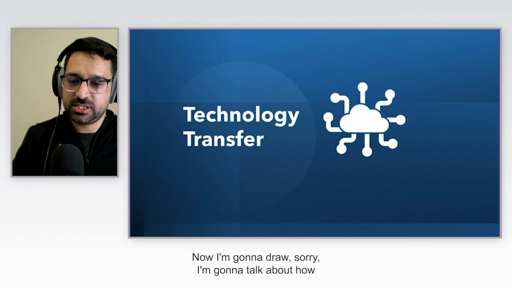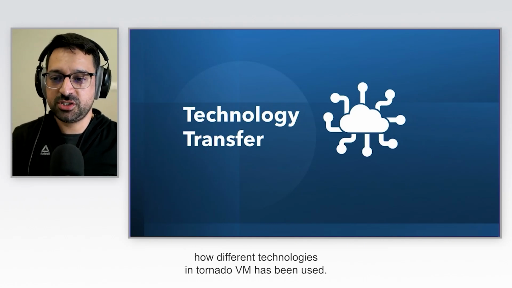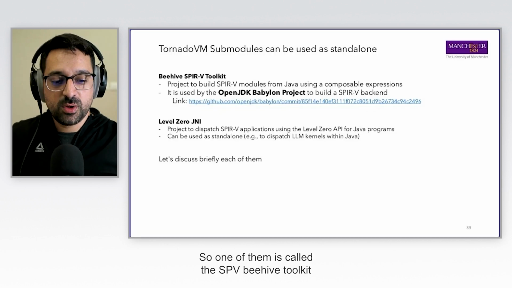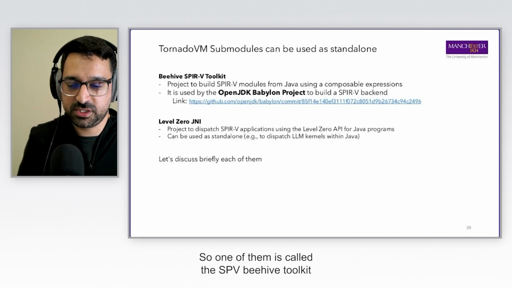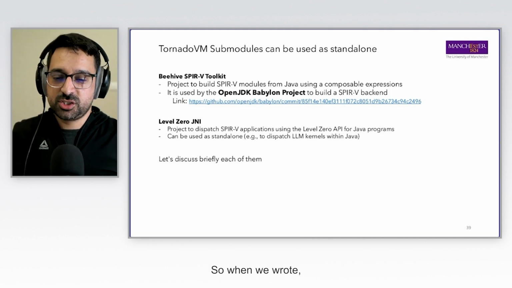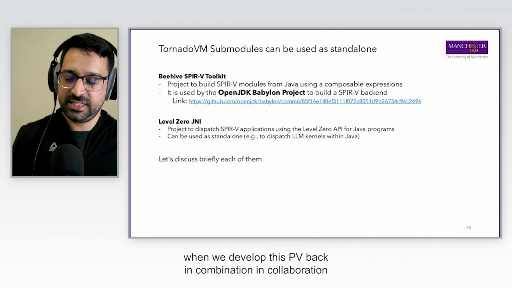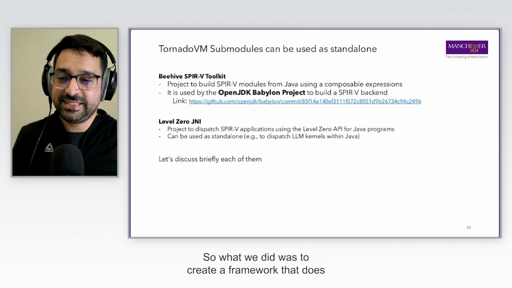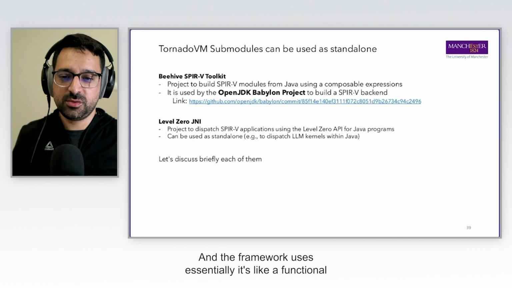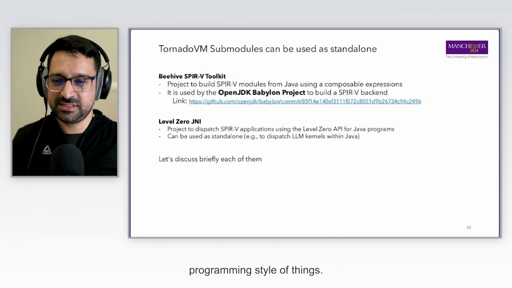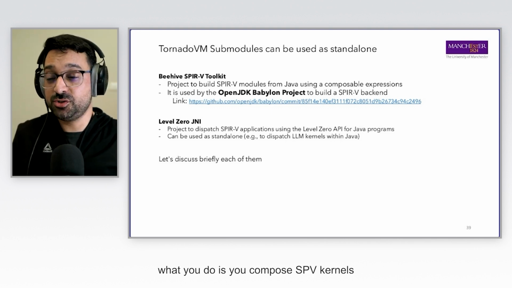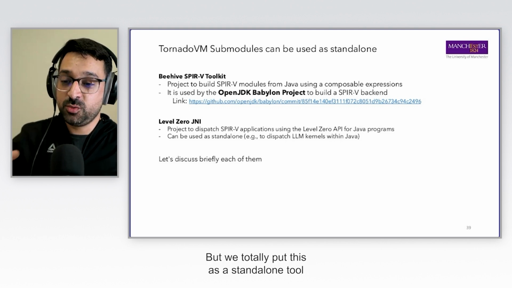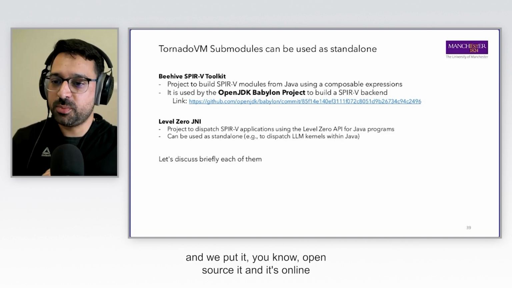Now I'm gonna talk about how different technologies in TornadoVM have been useful not just for Tornado, but also for other people, other projects. One of them is called the SPIR-V Beehive Toolkit. What is this? When we developed the SPIR-V backend in collaboration with Intel, you know SPIR-V is binary. And well, we didn't want to write binary from Java. So we created a framework that does that for us. It uses a functional programming style. You can compose functions; actually, what you compose are SPIR-V kernels. And it's very easy to compose those kernels, as soon as you know the instructions to generate, of course. We made this a standalone tool, open sourced it, and it's online.